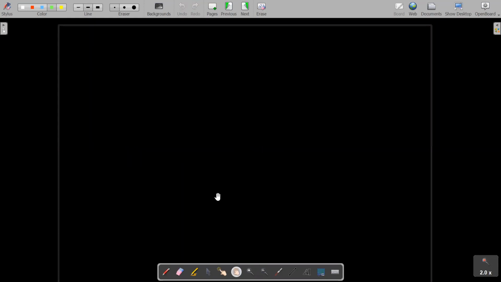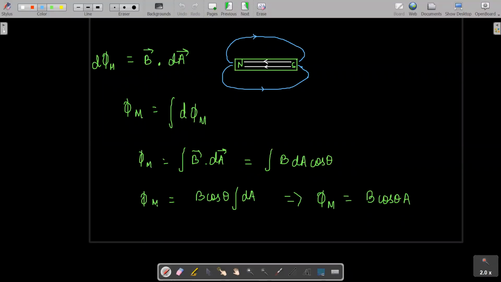If we are talking about magnetic flux, it will be equal to B dot A. The magnetic flux, we derived on our previous page, is B A cos theta, right? So that is what I wrote here: magnetic flux is equal to B into A into cos theta.